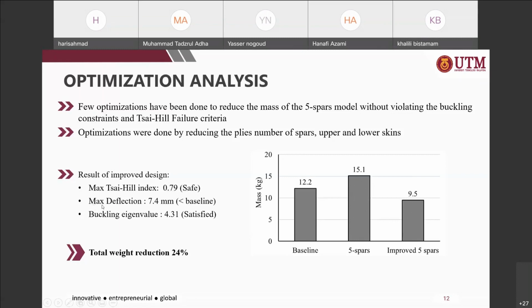In terms of failure, it is still safe. In terms of maximum deflection, it's just 7.4 millimeters, which is less than the maximum deflection obtained in the original design, which is 12.1 millimeters. And the buckling eigenvalue is 4.31, which is certified. By doing this optimization, reducing the number of plies and playing around with the stacking sequence, we managed to reduce the weight by about 24%.